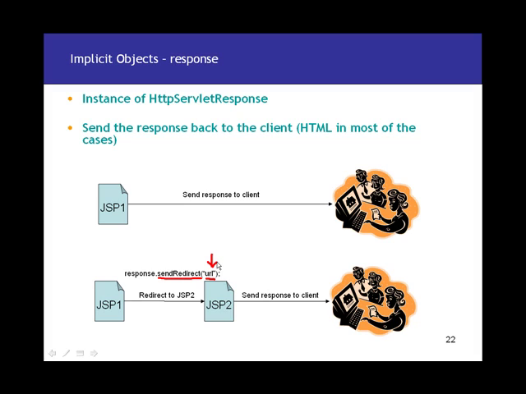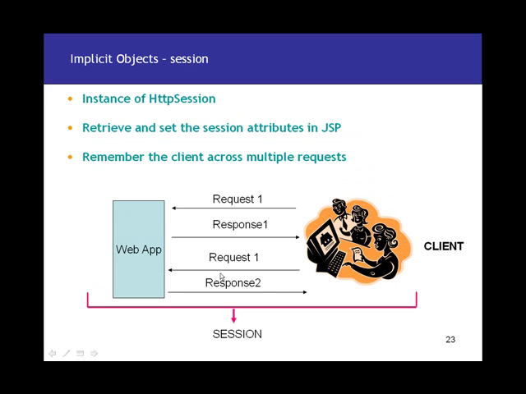So that's the difference between send redirect and request dispatcher. Basically, when you're using send redirect, you can redirect the page to a completely different application which is outside your application, right? So you can send a request from Yahoo to Google, okay, because it's nothing but a URL, right? But when you're using request dispatcher, you can only forward that request to another page within your same application, right? So that's about the response implicit object.